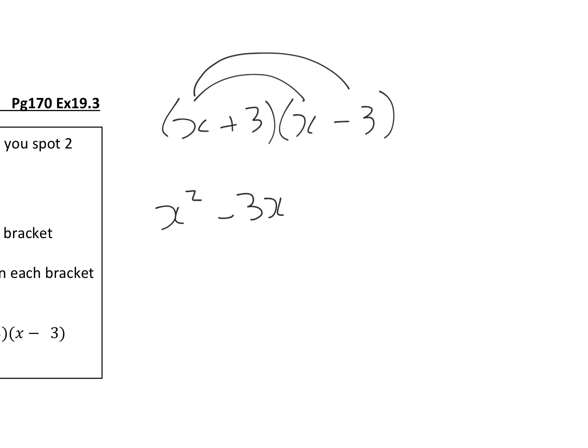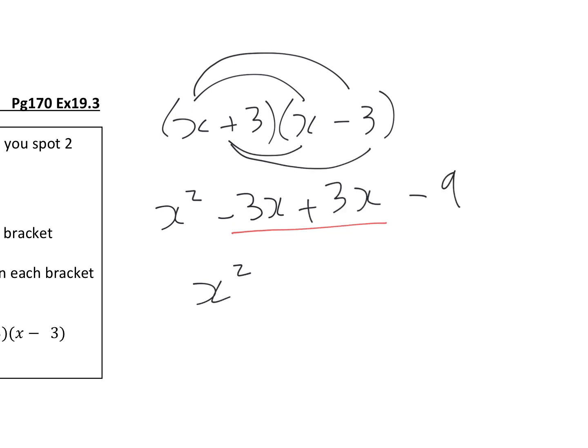But because this is positive, when we times 3 by x, we get plus 3x. And minus 3x plus 3x is 0, so that disappears. And we'd just be left with x squared. As well as then the last term is 3 times minus 3, which is minus 9. And again, important, we've got a positive times a negative to make sure it's a negative number, because we need it to be the difference of two squares, the subtraction, the negative.